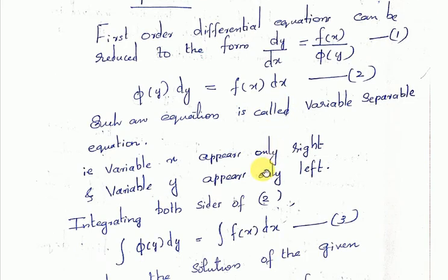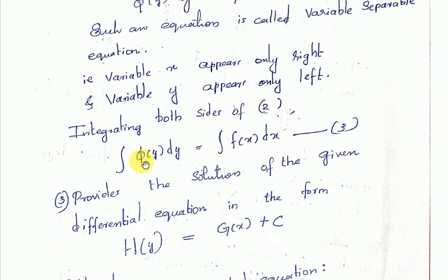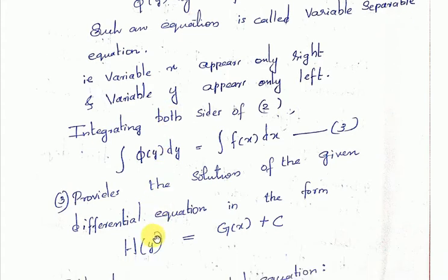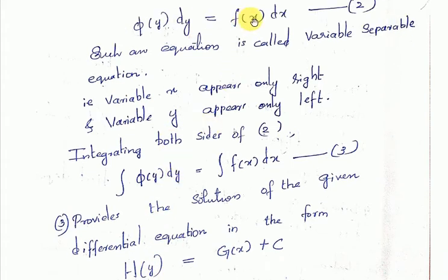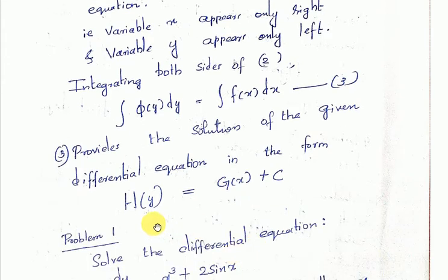After that, we integrate both sides of equation number 2, and then we get the solution. Integral phi of y dy is another function of y. Integral f of x dx is a function g of x plus c. That is, we get the solution: a function of y equal to some function of x plus c.